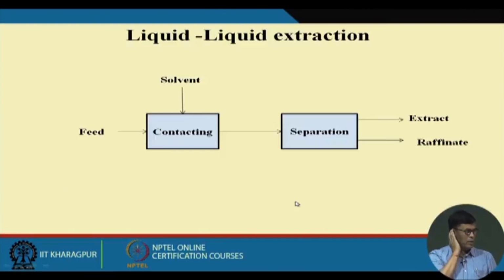I can give a schematic diagram on that. This is the block flow diagram. The feed is coming this way and the solvent is coming, then they are mixing together. And then the separation takes place. We have extract, we have raffinate. Extract means here we have mostly the solute, and here in the raffinate we do not have much of solute.